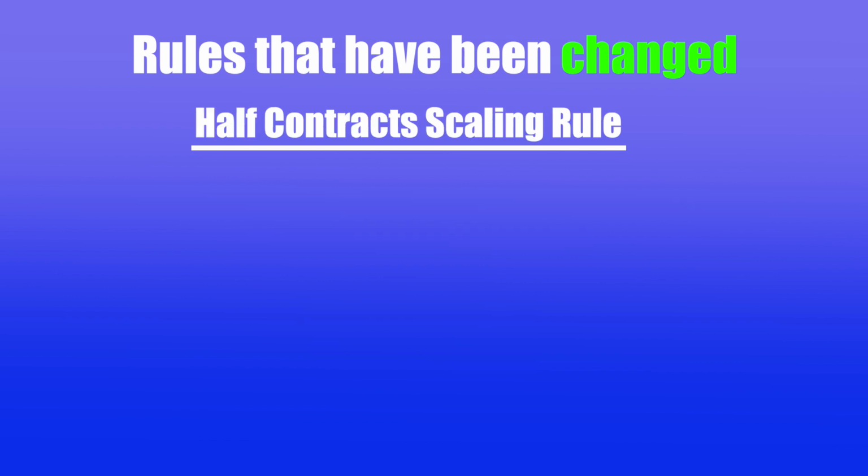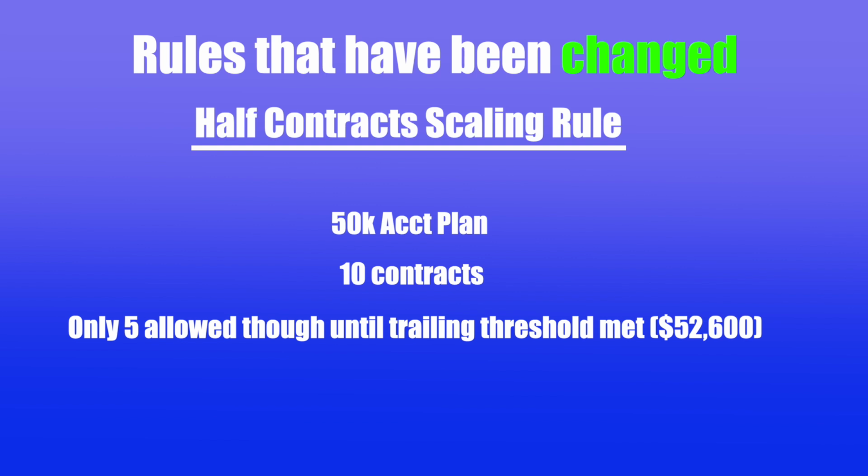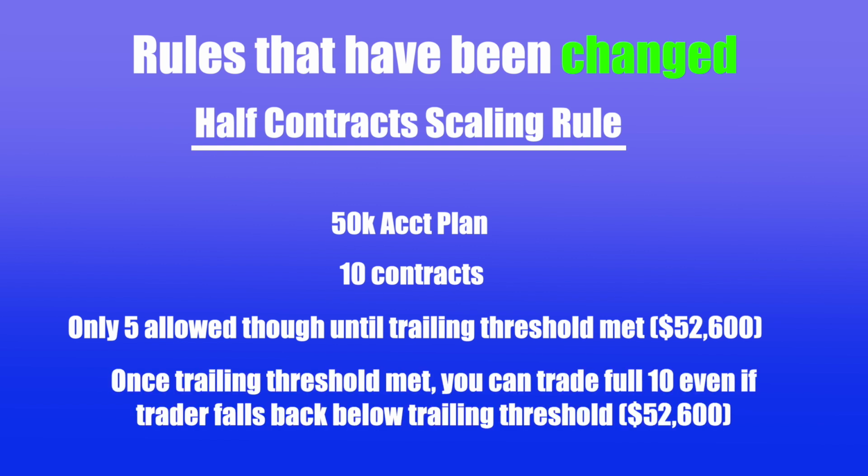Apex is also implementing a half contract scaling rule until you meet your trailing threshold balance. So for example, let's use a 50K account size plan. This plan allows you to trade up to 10 mini contracts, but you may only trade half of that, which is 5, until you meet your trailing threshold balance, which is $52,600. After this, you can trade the full 10. However, if you fall back below $52,600, you may still trade the full size, which again is 10 mini contracts. And this rule applies to all the account sizes based on the respective maximum contracts allowed.